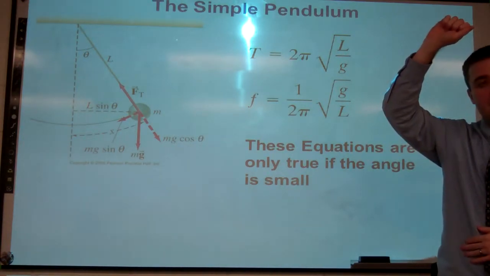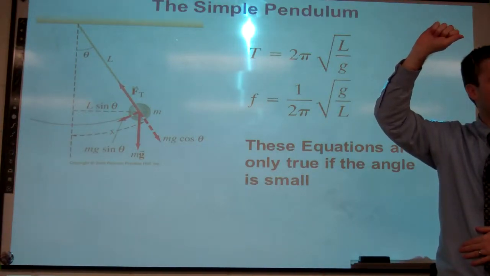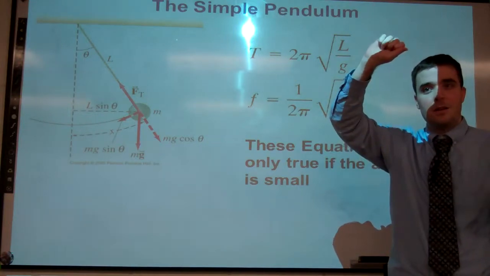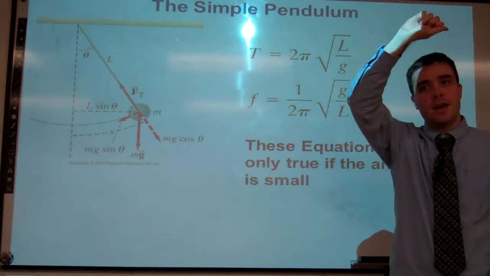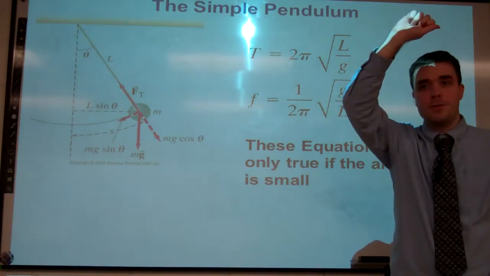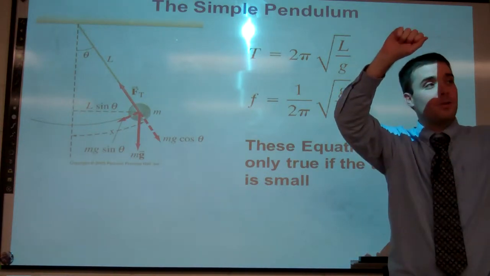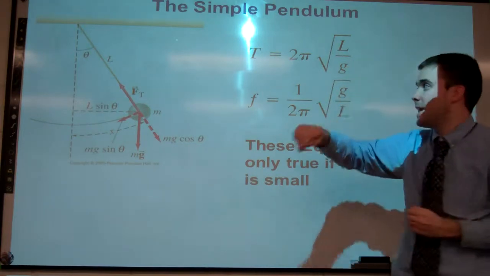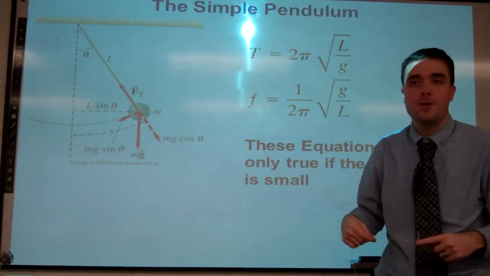Weight. The mass of this doesn't matter at all. What else doesn't matter that some people might think should matter? The height. How far you pull it back. So it doesn't matter how far I pull this back, it takes the same amount of time to go back and forth each time. Once you start dropping it from up here, it gets different. But as long as this angle right here is small, it takes the same amount of time to go back and forth no matter how far you pull it back.